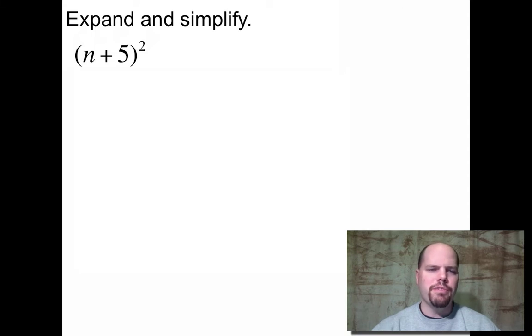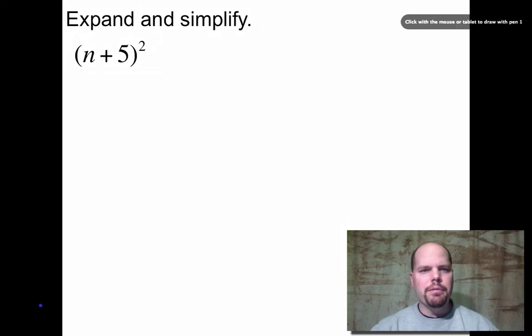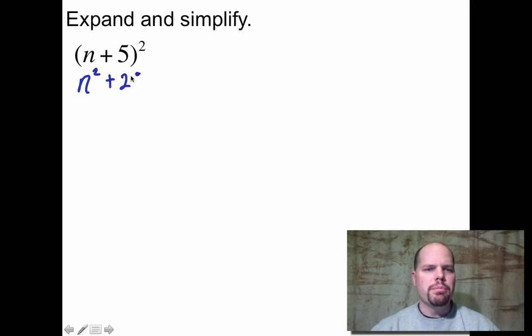Alright, so expand and simplify the quantity n plus 5 squared. Okay, so what would that look like? Well, the common mistake is to just simply say n squared plus 25. That's what most people think the quantity n plus 5 squared would be. If it was only that simple, it would be nice. What are we missing here?